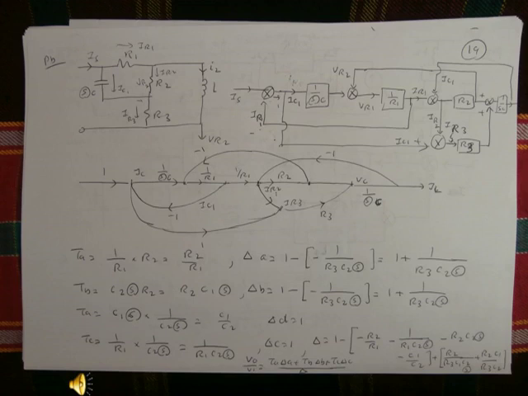So TA is equal to 1 by C1S multiplied by 1 by C2S, so this will also be C1 by C2. TC equal to 1 by R1 multiplied by 1 by C2S, so that will be 1 divided by R1 C2S. So delta D is 1, delta C is 1. So delta is equal to 1 minus R2 by R1 minus 1 by R1 C2S minus R2 C2S minus C1 by C2 plus R2 divided by R3 C1 C2S plus R2 C1 divided by R3 C2. So VO by V1 will be TA delta A plus TB delta B plus TC delta C divided by delta.